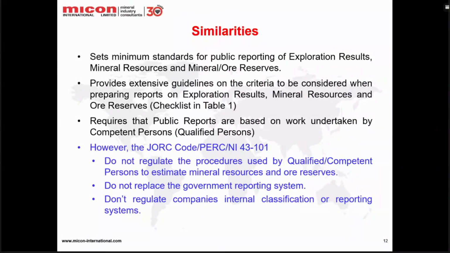There is something else that people are sometimes confused about. An NI 43-101 or JORC report does not replace the government reporting system. You still have to file assessment reports if you work in Canada. You still have to file a report with the local Ministry of Mines or with the regulator that is the governmental reporting agency. If this governmental agency has a different reporting system, too bad for the geologists. They have to do everything twice, 3 times, or whatever, how many times it's required.